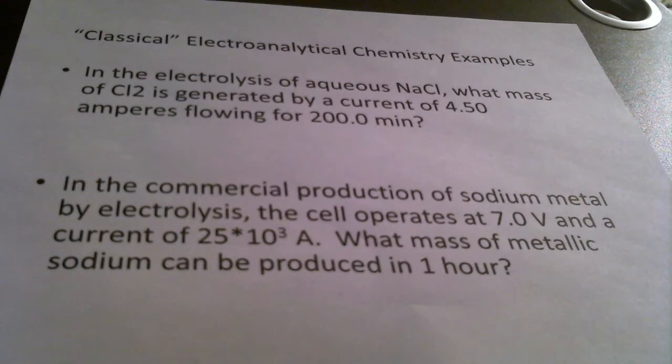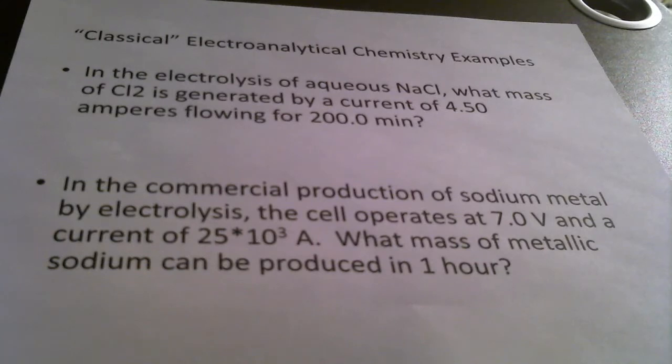So let's go ahead and look at an example here. Two slides ago, we looked at a galvanic cell, and a galvanic cell is based on a spontaneous electrochemical reaction. But you can also have an electrolytic cell, where you force a non-spontaneous reaction to occur by putting energy into the system. And so these two examples are based on electrolysis, forcing a non-spontaneous reaction to happen. In this first example, we're looking at the electrolysis of aqueous sodium chloride to generate Cl2.